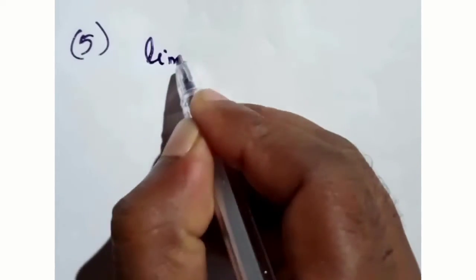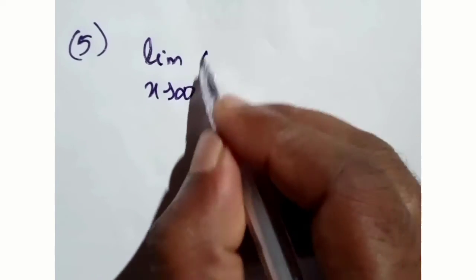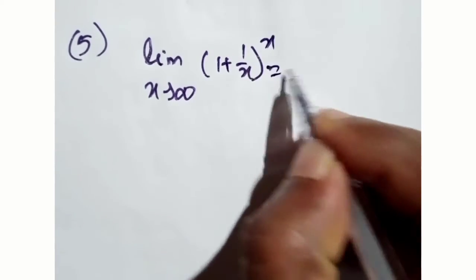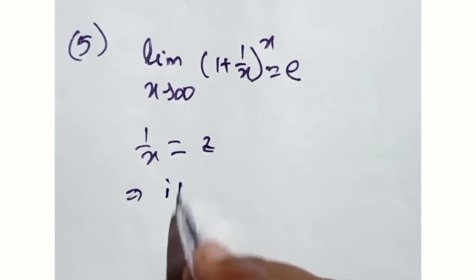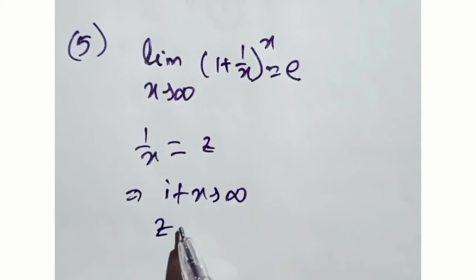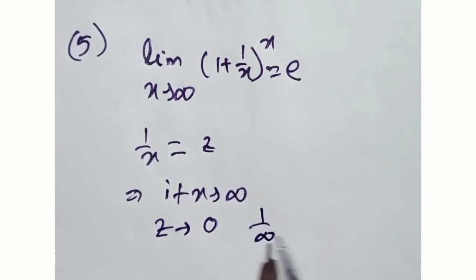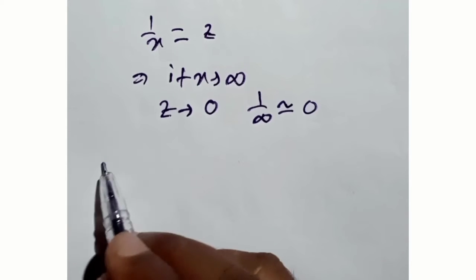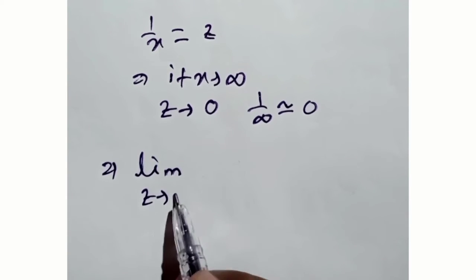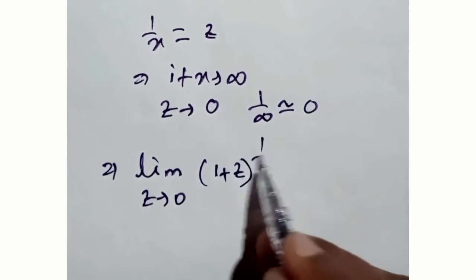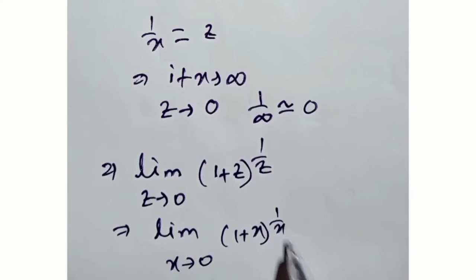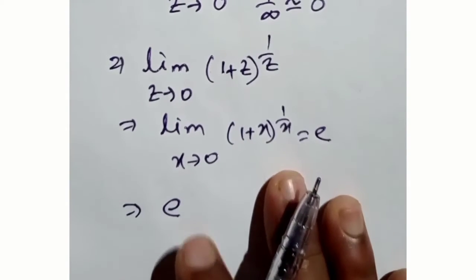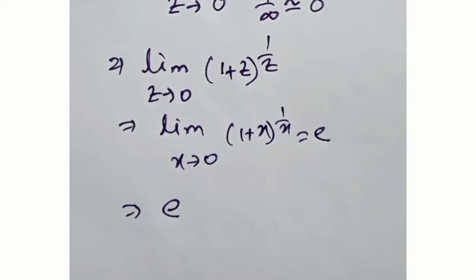So guys, our next one is limit x tends to infinity (1 plus 1 by x) power x equals e. Let's simply take 1 by x as z, and you know that if x tends to infinity, definitely z tends to 0, because 1 by infinity is almost 0. So we'll get limit z tends to 0, (1 plus z) power 1 by z. And in our last one, we just proved that limit x tends to 0, (1 plus x) power 1 by x equals e. So this will be simply e.